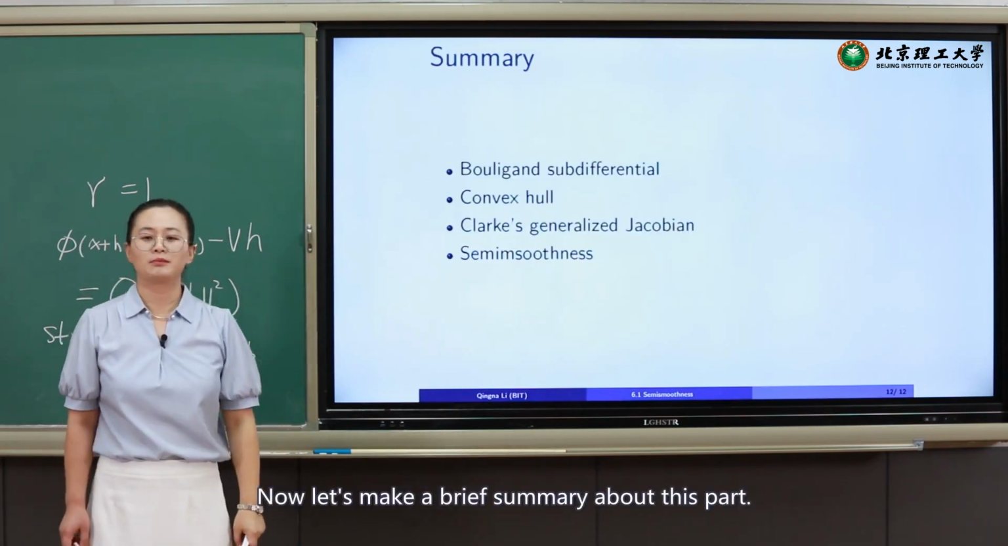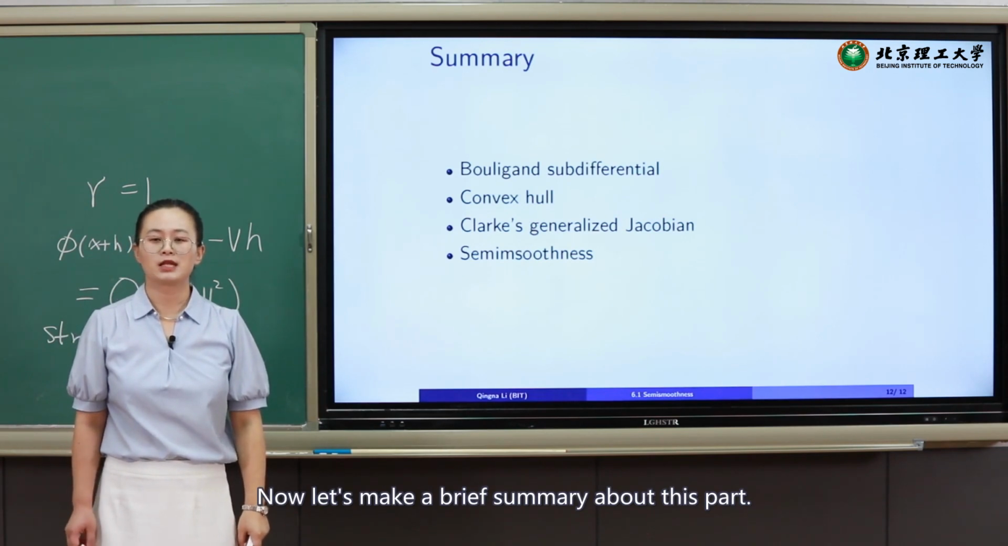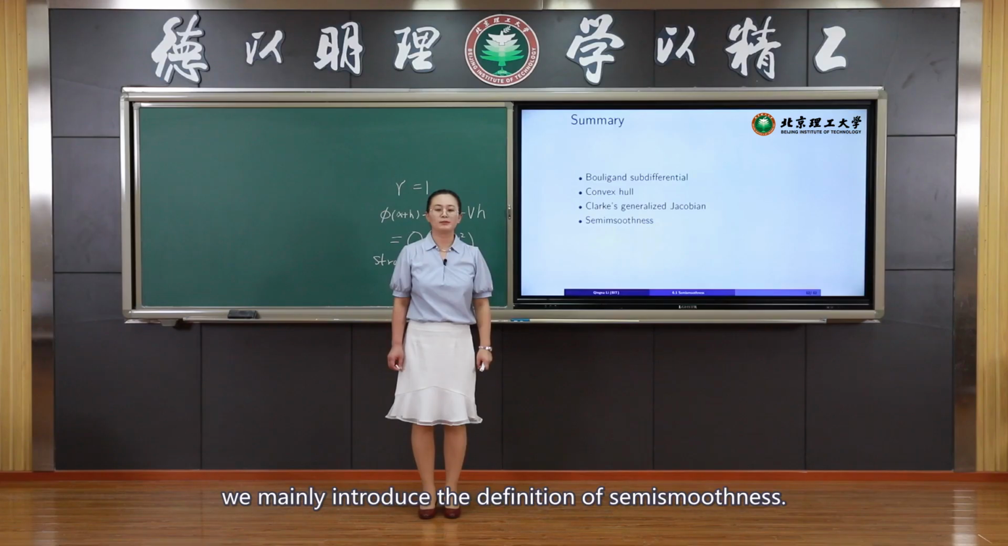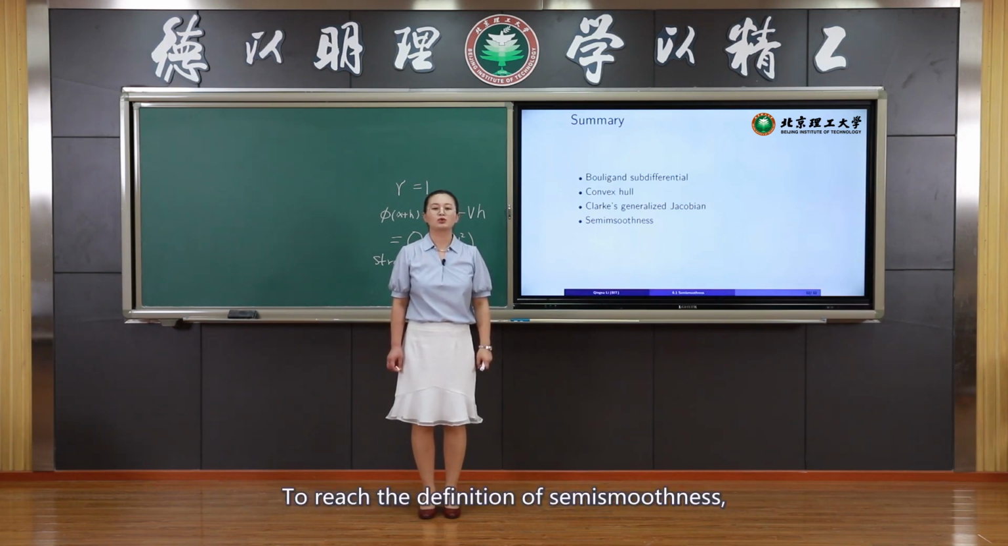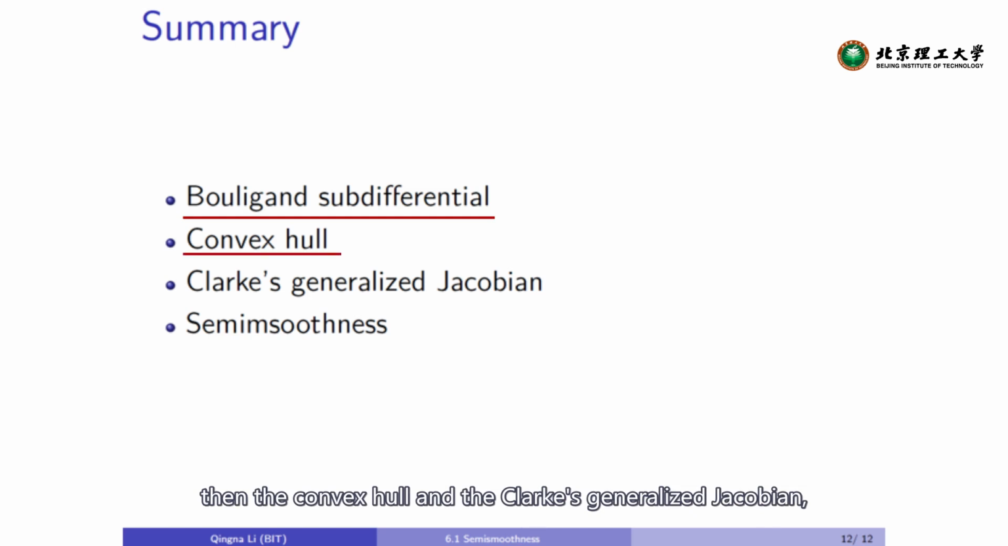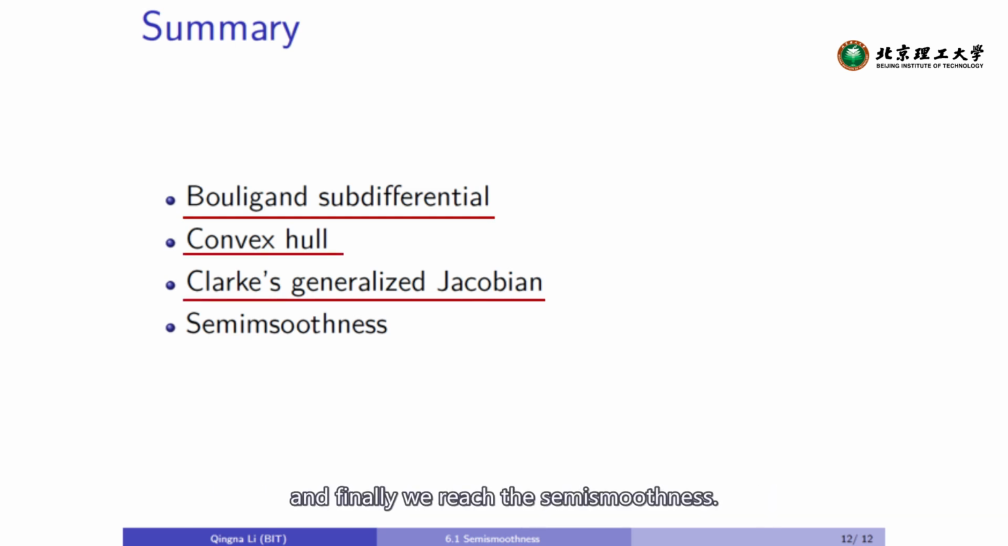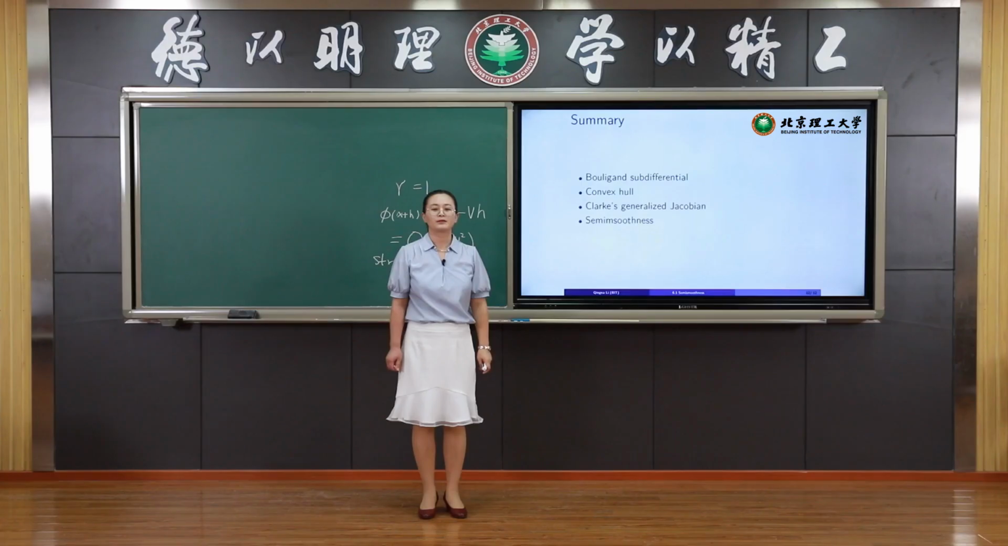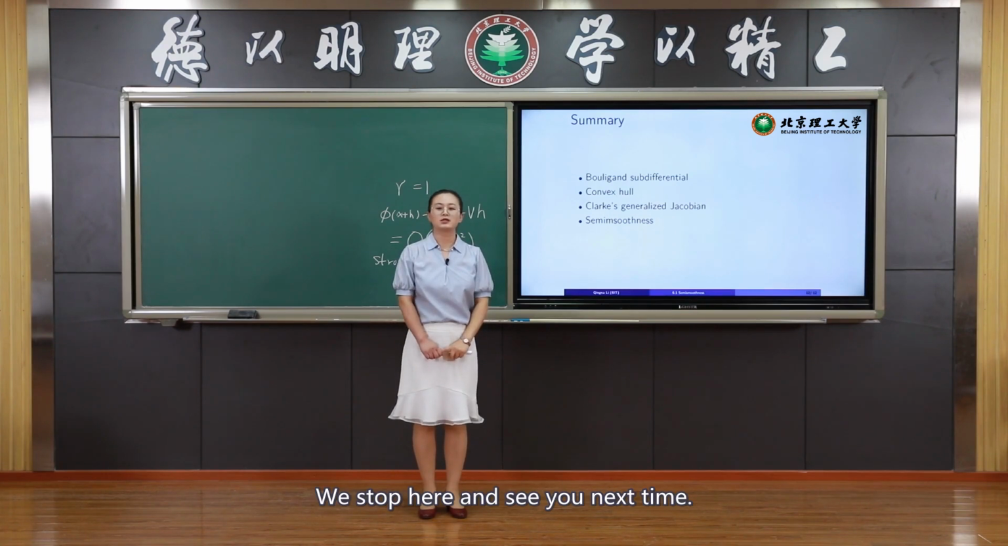Now, let's make a brief summary of this part. In this part, we mainly introduced the definition of semi-smoothness. To reach the definition of semi-smoothness, we first introduced the B-subdifferential, then the convex hull, and Clarke's generalized Jacobian, and finally we reached semi-smoothness. So we stop here and see you next time.